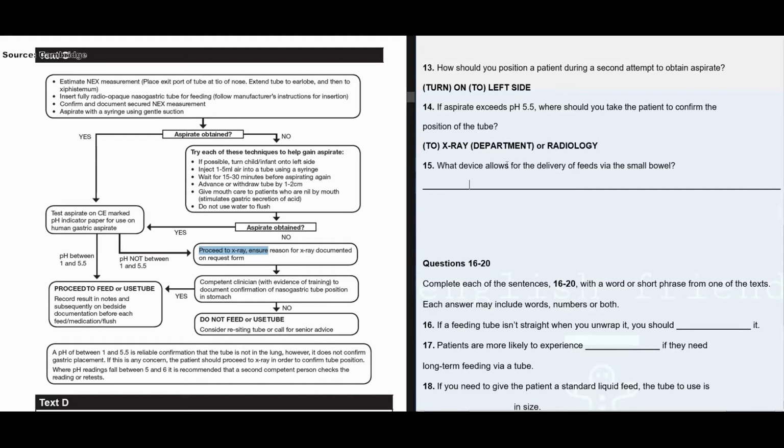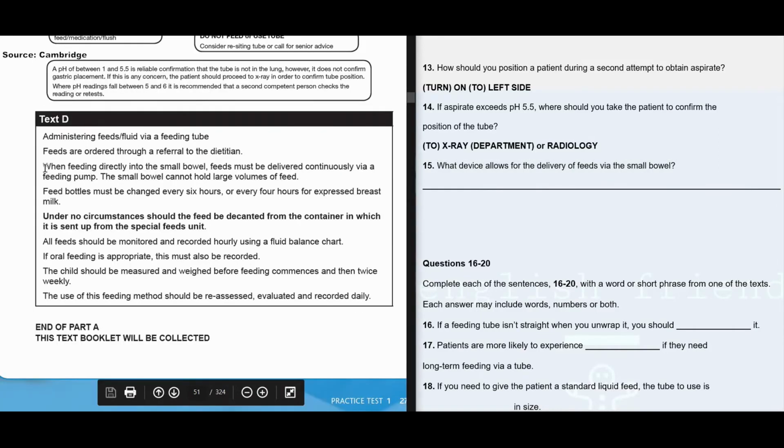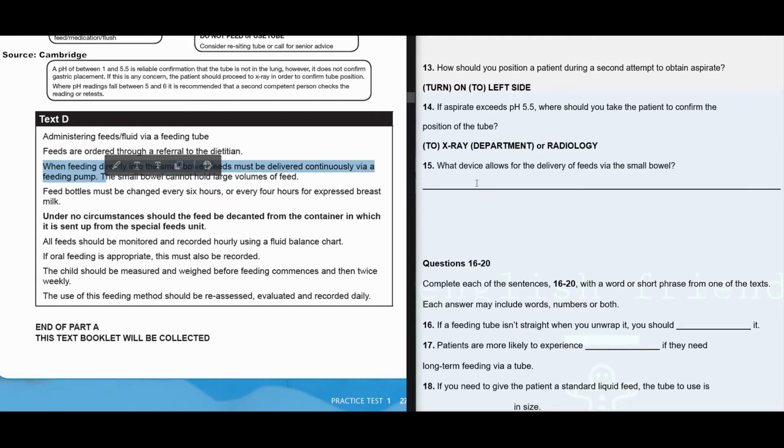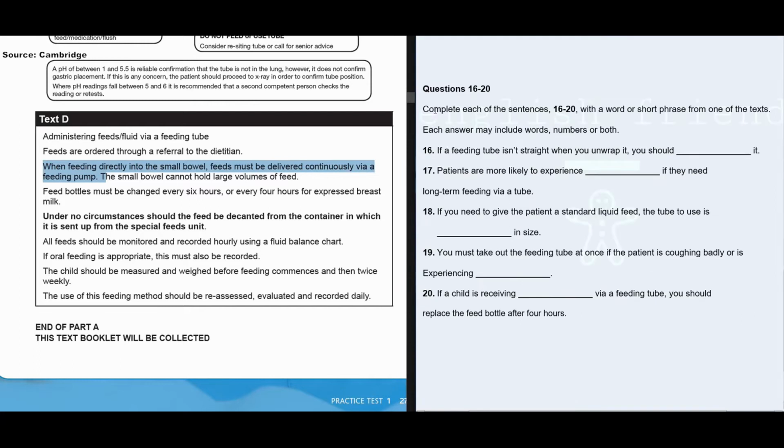Now question number 15. What device allows for the delivery of feeds via the small bowel? The answer for this question can be found in text D. Here in the third part you may see when feeding directly into the small bowel, feeds must be delivered continuously via a feeding pump. So the answer is quite direct. The answer is A.